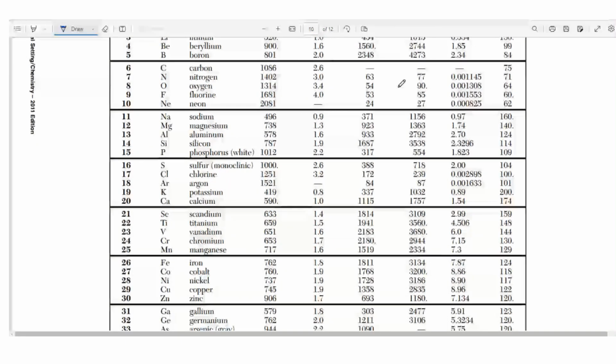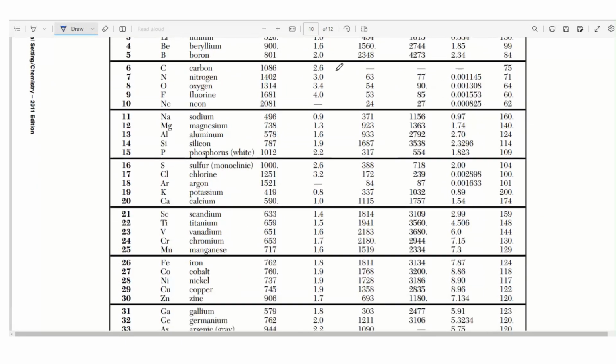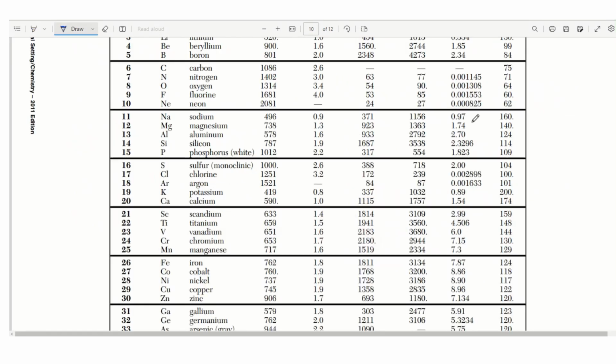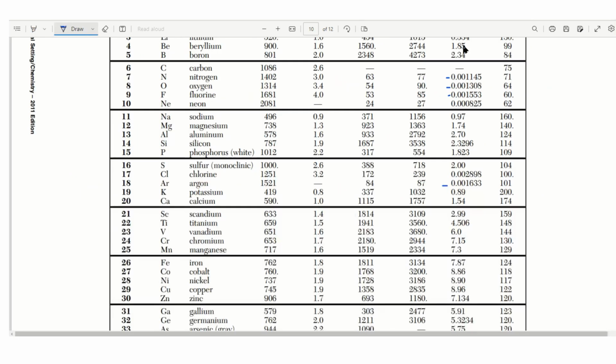So what do I have? And again, density is this column right here. So I have nitrogen, oxygen, argon, and fluorine. So nitrogen, oxygen, fluorine, and argon. So which one has the lowest density? So I need to look at which number is the smallest.